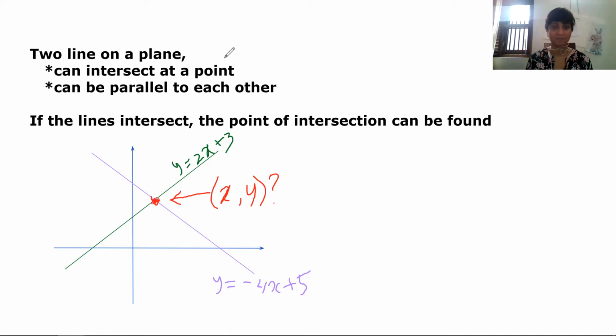That's something that you do in algebra. But to find the point of intersection of two lines, we take these two equations and do an algebraic manipulation and find the coordinates of that point. See how these two come together? So this is the remarkable thing in coordinate geometry. Now let's complete this sentence that we were writing. If the lines intersect, the point of intersection can be found by solving the two equations simultaneously.